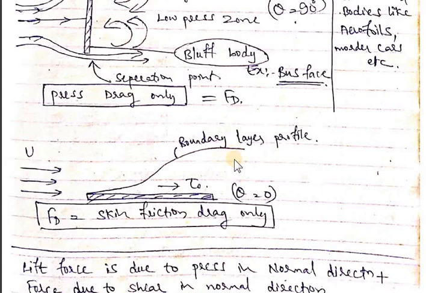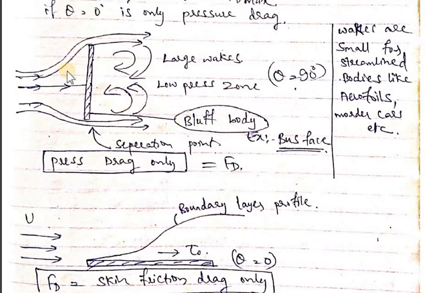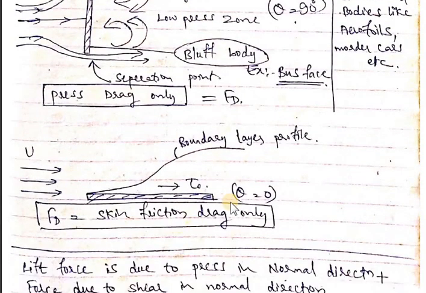So in these two cases, what I'm going to tell you is, if the body is completely flat, 90 degrees facing towards the air movement, then only the pressure drag force will be maximum. And if theta is 0, or else the plate is kept in the horizontal direction, then the friction force or the shear force is maximum for the given bodies. So like this, drag forces are going to be acting on the bodies.